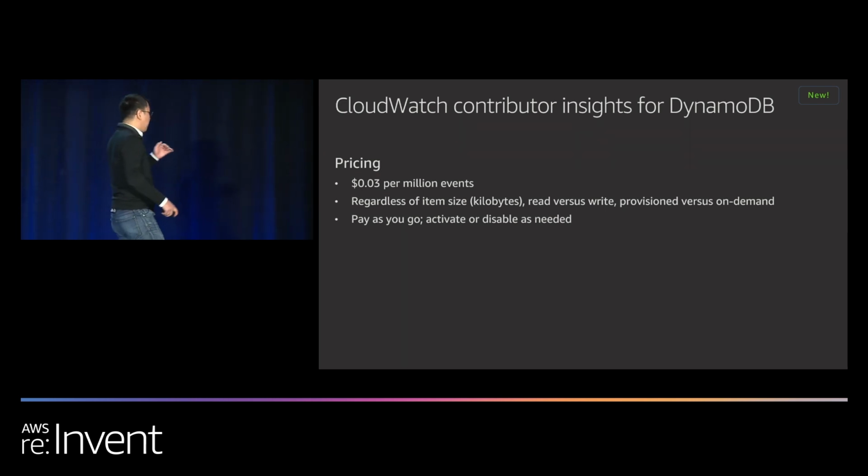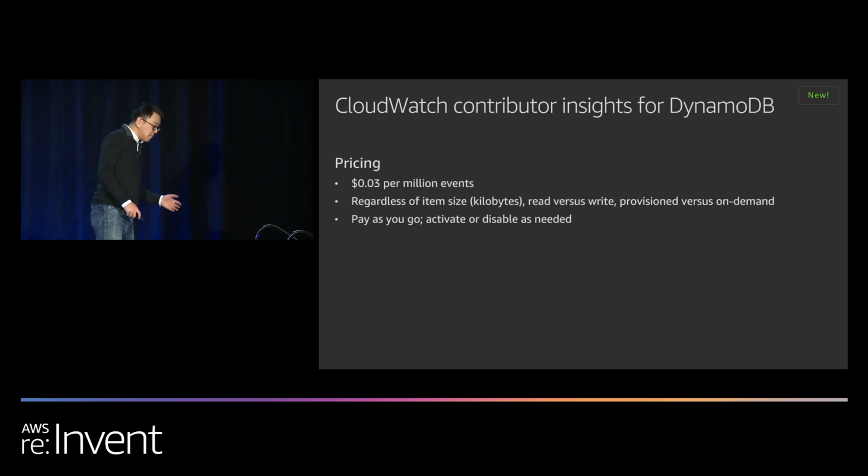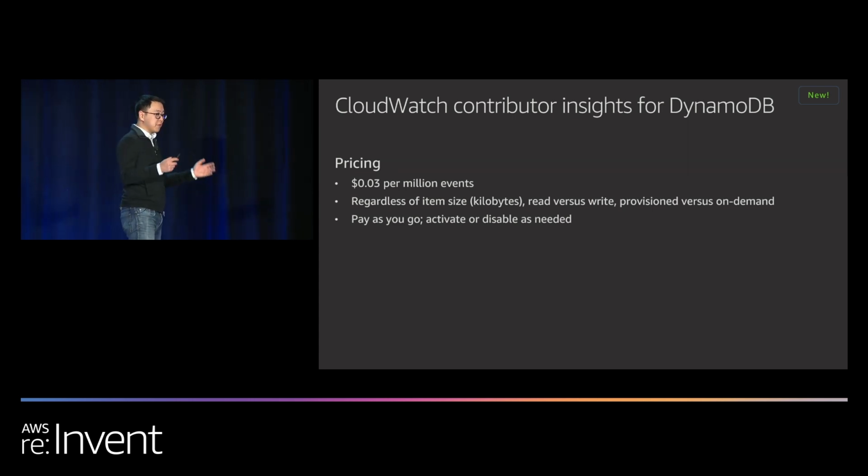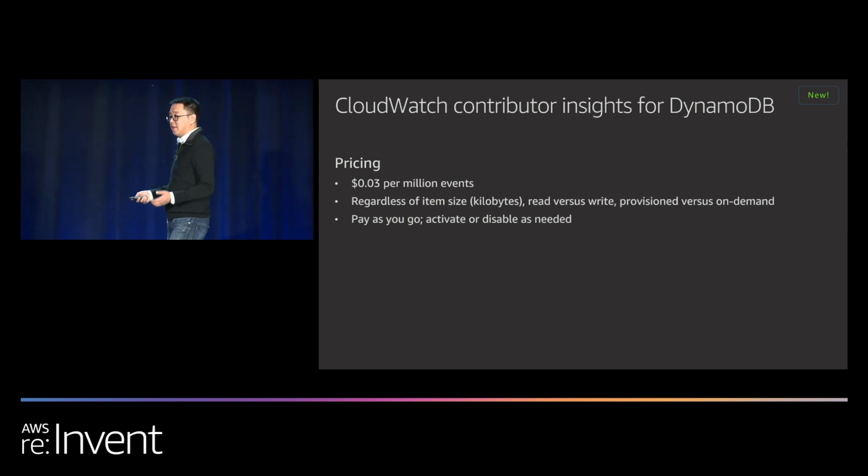is 3 cents, not $3, 3 cents per million events. And events are pretty unusual. This is a new concept in DynamoDB, and it's really regardless of item size. So if you're doing a 400 kilobyte write or a 100 kilobyte write, it's still only one event in either case. So item size doesn't matter. Whether it's a read or a write doesn't matter. And whether it's provisioned versus on demand also doesn't matter. An event really just represents an item that's being accessed in DynamoDB.